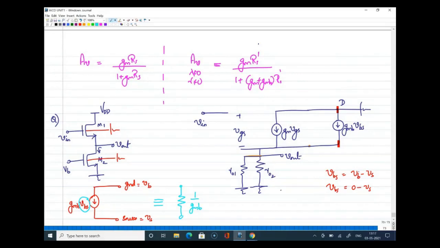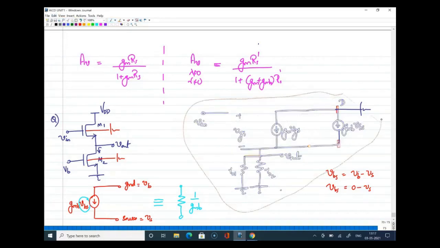When I looked at the voltage across the current source, that is same as VBS, because one end is grounded as body, other end is connected to source. So if there is a current source whose controlling voltage is same as the terminal voltage, the variation, if there is a VBS change, your GMB VBS current will vary in proportion, so that can be represented as a resistance, right? So I hope that is clear for at least few people. If you have question, you can ask.